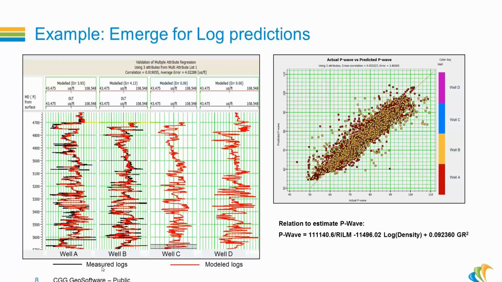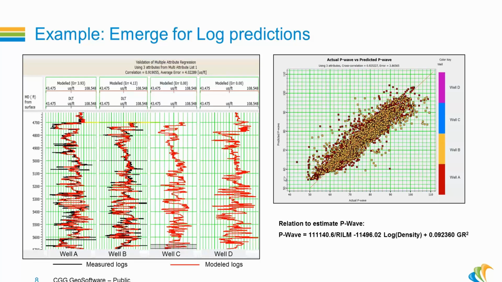So what is happening, we are going to use the logs common to all wells: resistivity, density, and gamma ray. Using Emerge in regression method, we try to establish a relation between the resistivity, density, gamma ray, and the P-wave velocity, and we apply that relation to the wells which don't have these logs, and we estimate the P-wave log for the wells which are missing it.